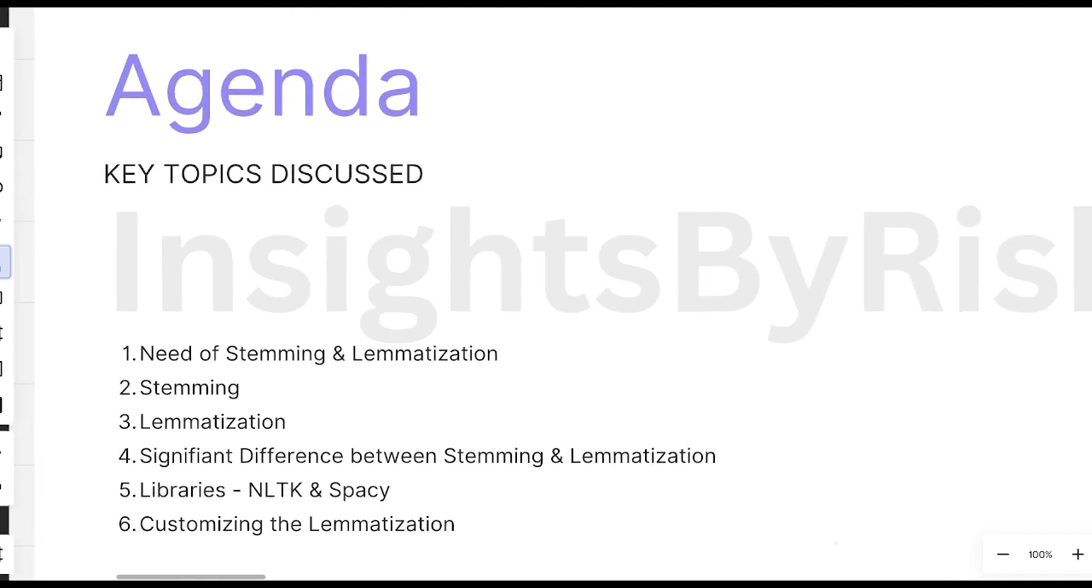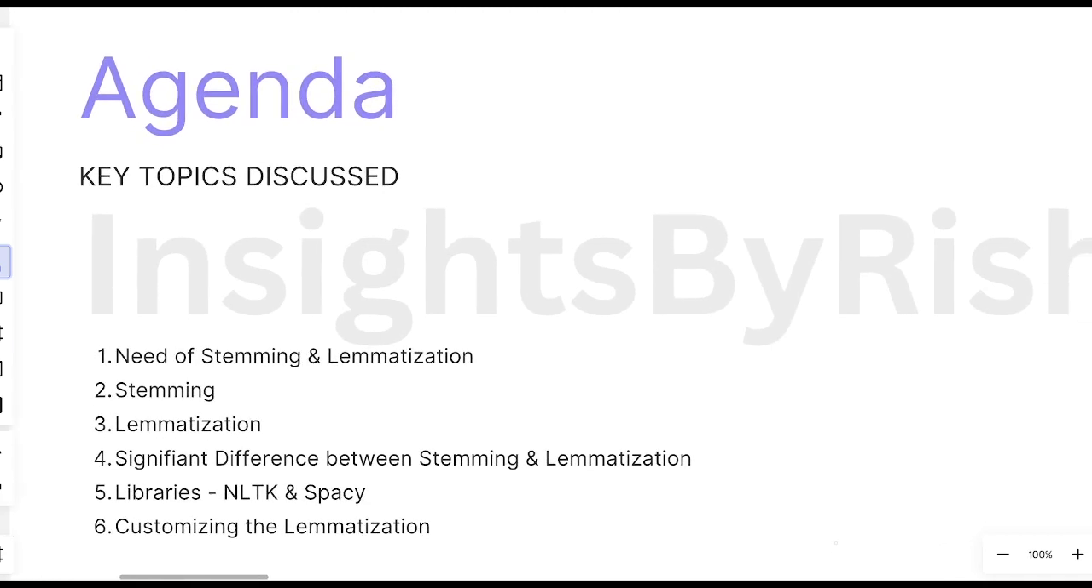This is the agenda for the video. We will first discuss the need of stemming and lemmatization. Why do we need them? Then we will discuss the core concepts of stemming and lemmatization. We will try to understand the significant difference between stemming and lemmatization. Although initially you will find both of the concepts are very similar to each other, they still hold a key difference between them. Then we will also discuss libraries, which are NLTK, Natural Language Toolkit, and SpaCy. Both of them are interchangeably used in the NLP domain. We will understand which library to use when and what features every library provides. And at the end, we will also discuss how we can customize the lemmatization.